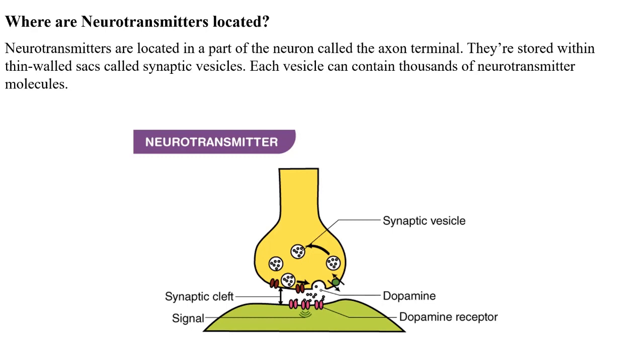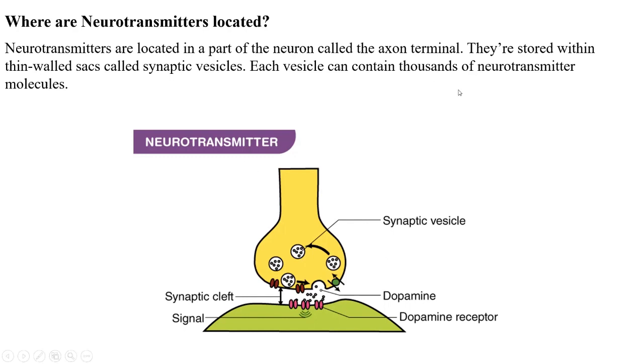They are stored within thin walled sacs called synaptic vesicles. So inside this axon terminal, there are thin walled sacs called synaptic vesicles. You can see synaptic vesicles, the circles inside the axon terminal. And each vesicle can contain thousands of neurotransmitter molecules. As you can see, there are small molecules inside these synaptic vesicles, and these are called neurotransmitters.